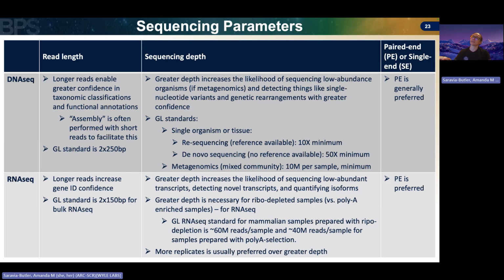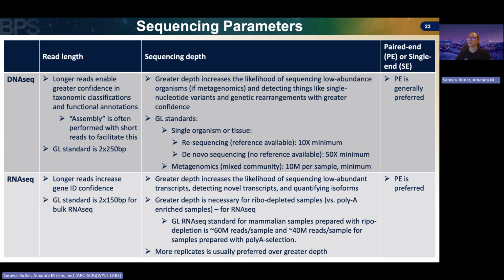In terms of sequencing depth, greater depth is going to increase the likelihood of sequencing low abundance organisms if you're doing this DNA sequencing for metagenomic samples, and also of detecting things like single nucleotide variants and genetic rearrangements with greater confidence.